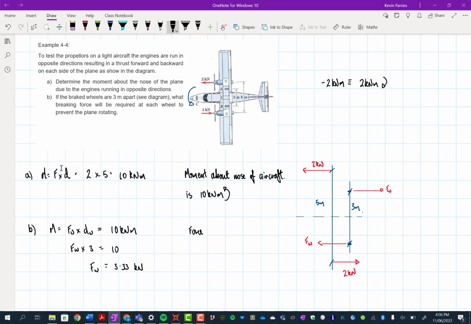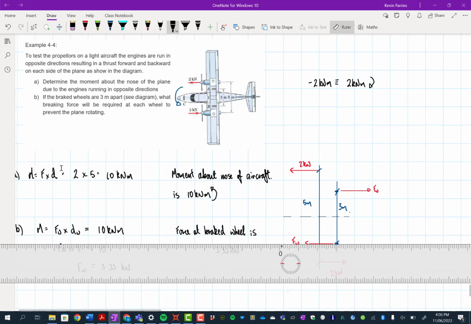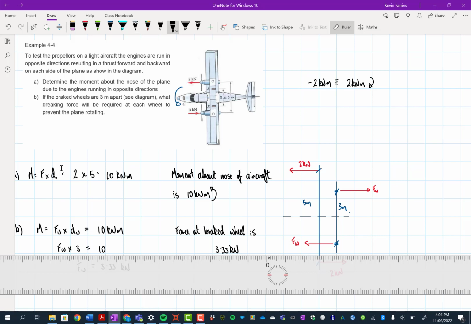So force at braked wheel is 3.33 kilonewtons. We'll underline both those answers just so they're easy to find.